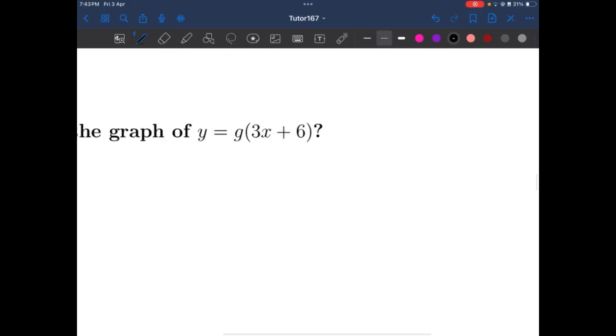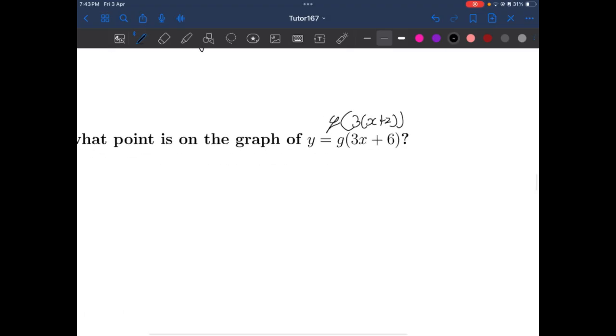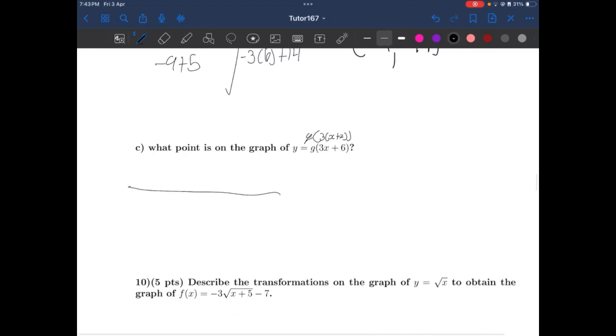Okay, this graph. We could see 3 is a common factor in both. So you want to always make sure that your x has a coefficient of 1. So we're going to factor out 3. We're left with x plus 2. Okay, so now that 3 is actually affecting the x value, you would think that we multiply the x value by 3. No, we're dividing the x value by 3, so multiplying by 1 over 3.